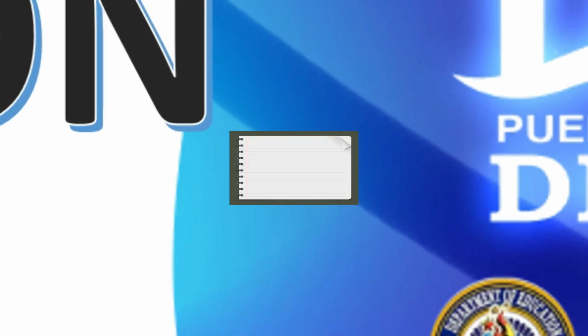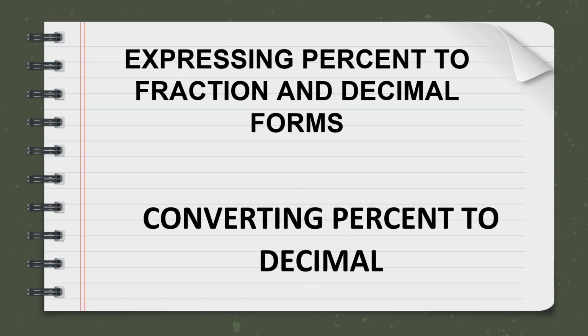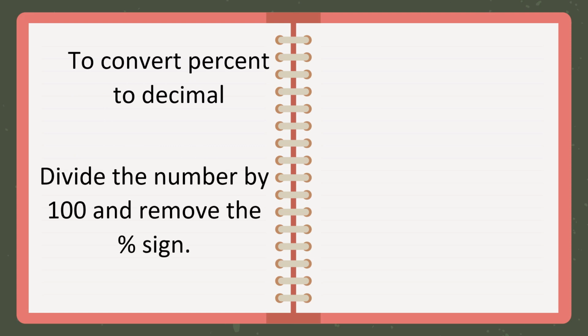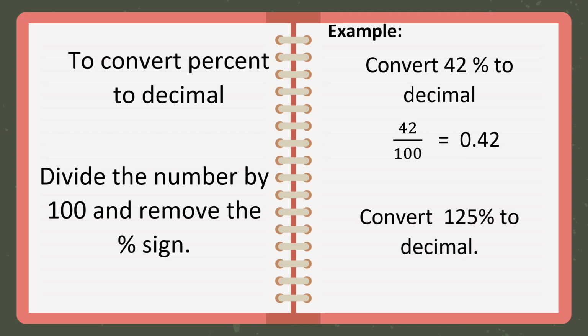Lesson 3. Expressing percent to fraction and decimal forms. Converting percent to decimal. To convert percent to decimal, we divide the number by 100 and remove the percent sign. For example, convert 42% to decimal. We have 42 divided by 100 is equal to 0.42. Convert 125% to decimal. We have 125 divided by 100 will give us 1.25.